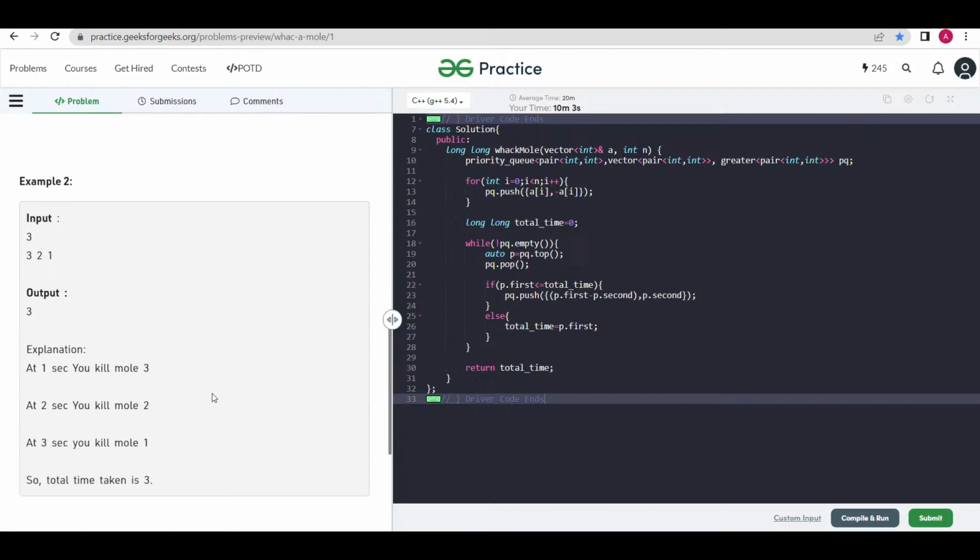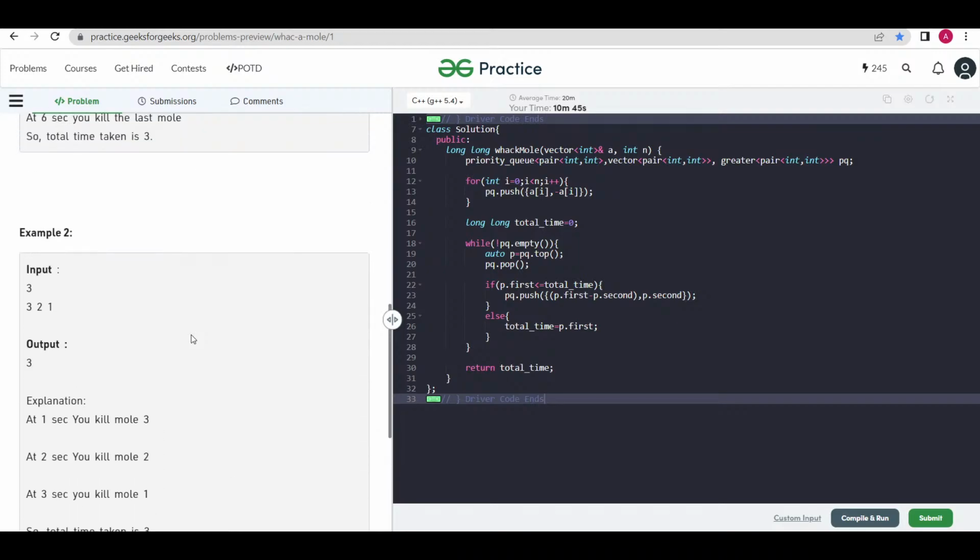Now moving to the next example, that is 3 2 1. In this example, at the first second we can kill the third mole, since it has a waiting time of 1 second, so every 1 second it will come out. At t equals 2, we can kill the second mole, as it comes out in 2 seconds. So in 2 seconds we have killed the third and the second mole, and at t equals 3 we can kill the first mole as well, because it has a time period of 3 seconds. So in 3 seconds we can kill all 3 moles. This is the kind of problem that we'll be approaching here.